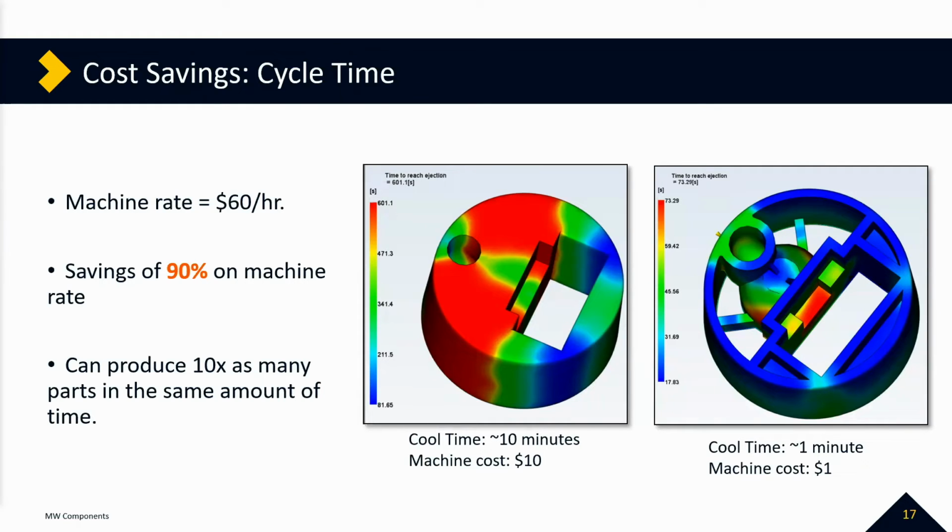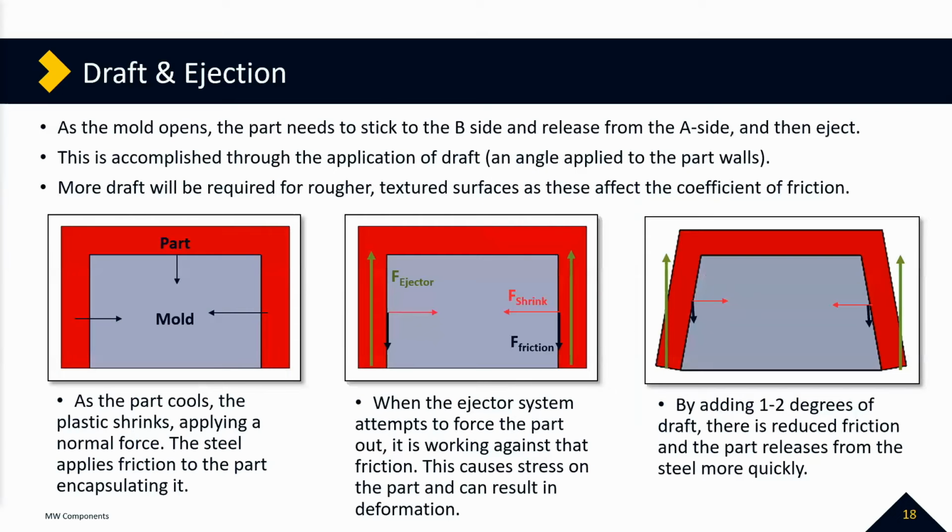I used a machine rate of like $60 an hour because that's a really, really digestible number when you're talking about hours. The other benefit here is you're producing like 10 times as many parts as you would have been producing, increasing throughput and scaling your process much better than you previously could. Now we're going to move into draft and ejection.